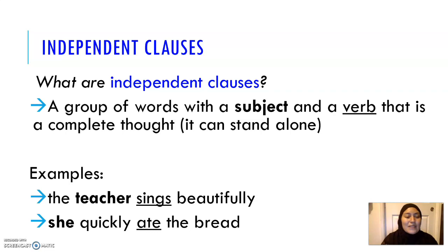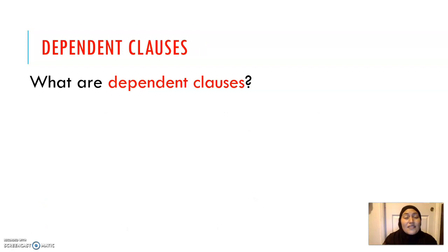Let's look at the second one. She quickly ate the bread. So again, we have the subject, she, and we have the verb, ate. And together, this is a complete thought. It's a complete sentence, right? She quickly ate the bread. This is what we mean by independent clauses. It can stand by itself. It is independent. These are very different from dependent clauses.